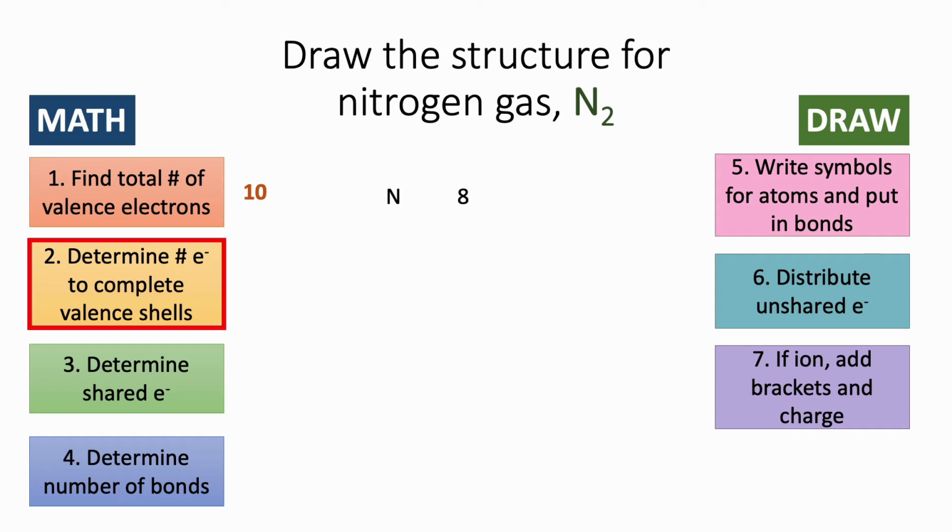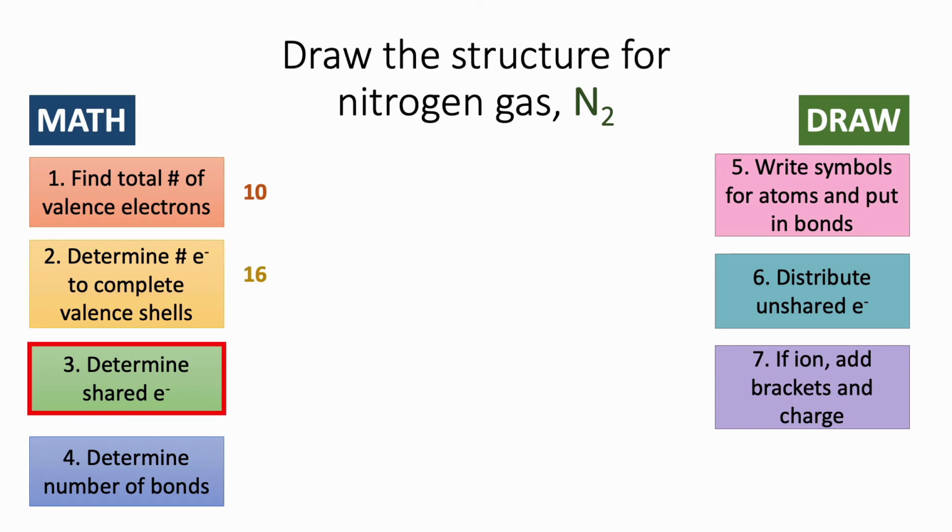The second thing we need to figure out is how many electrons would be needed for everything to have a noble gas configuration. So the first nitrogen would need 8, and the second nitrogen would also need 8, so that's 16. So we're going to pop that over by step 2, and now we're going to determine the number of shared electrons. And remember, this is going to be step 2 minus step 1. So we have 16 minus 10. That gives us 6 shared electrons.